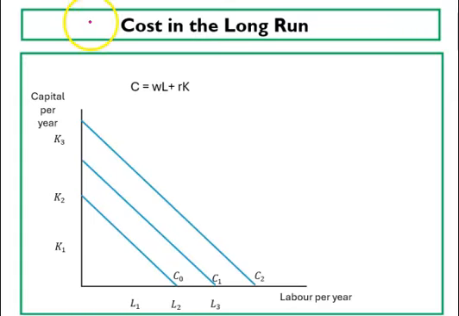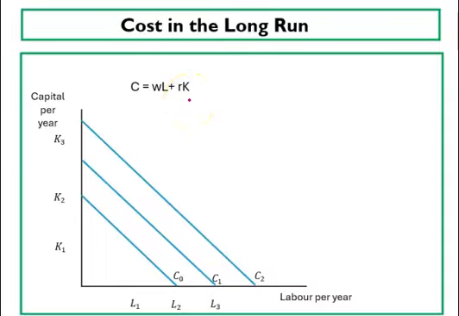In this session, we are focusing on cost in the long run. Unlike in the short run, the firm has more than one variable cost in the long run. That is, both labor and capital are variable. And the production cost in the long run is the sum of the labor cost and capital cost.